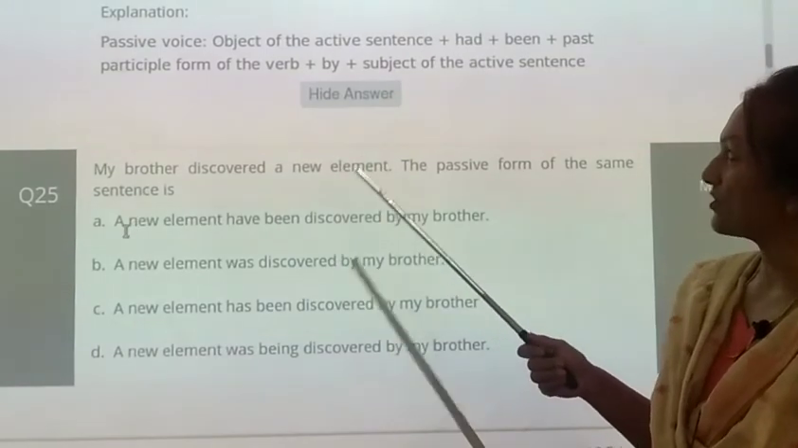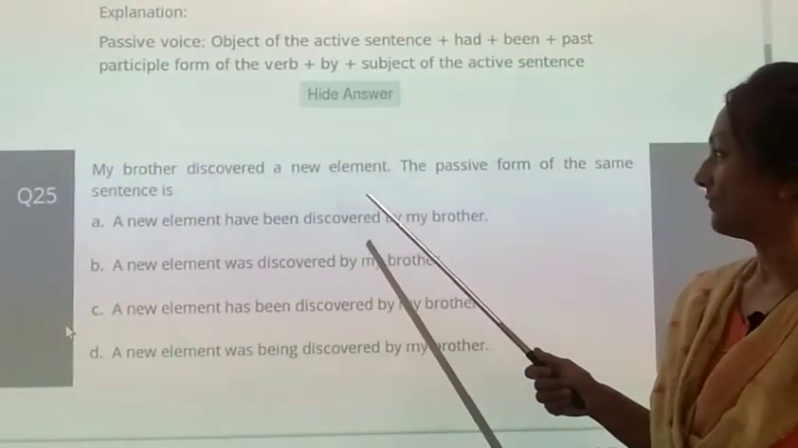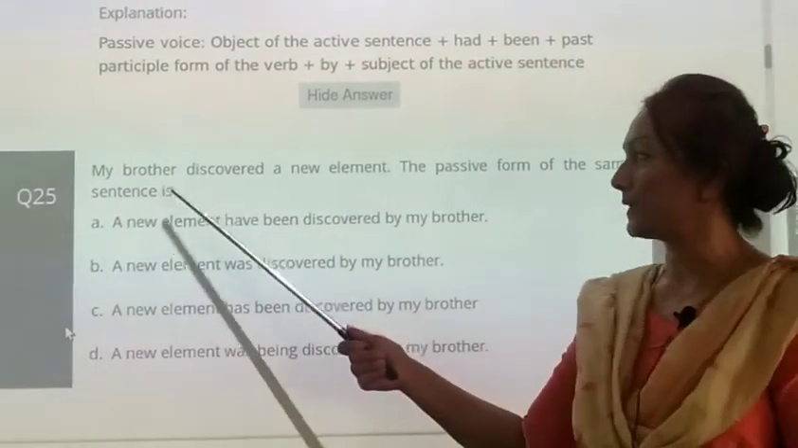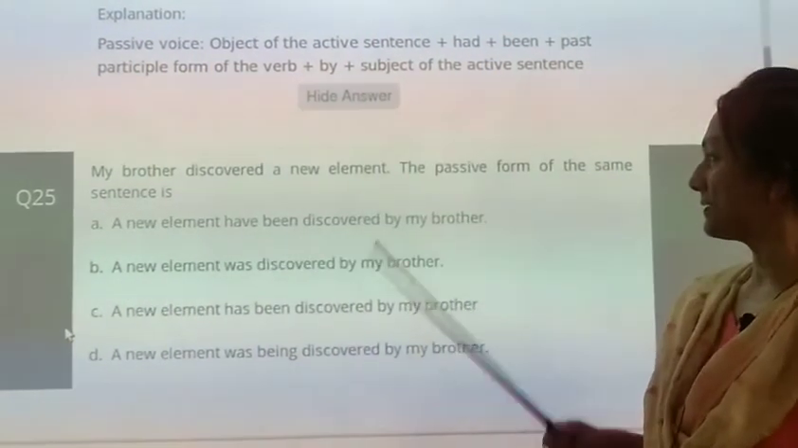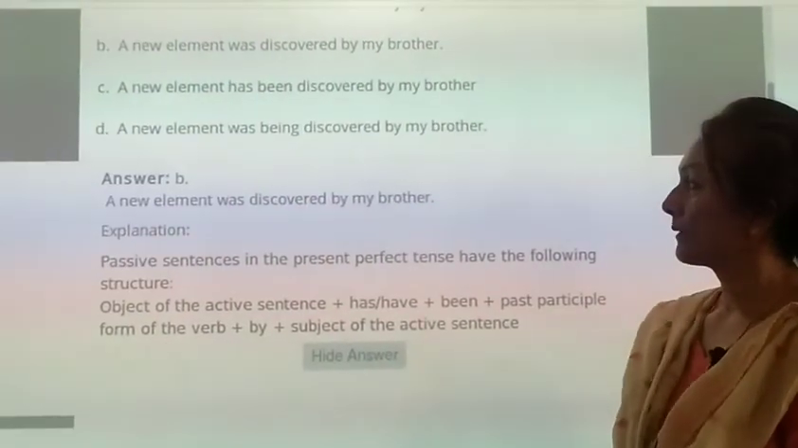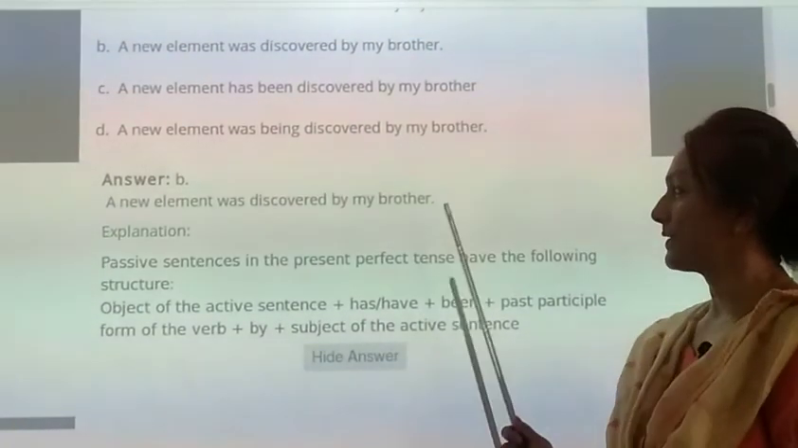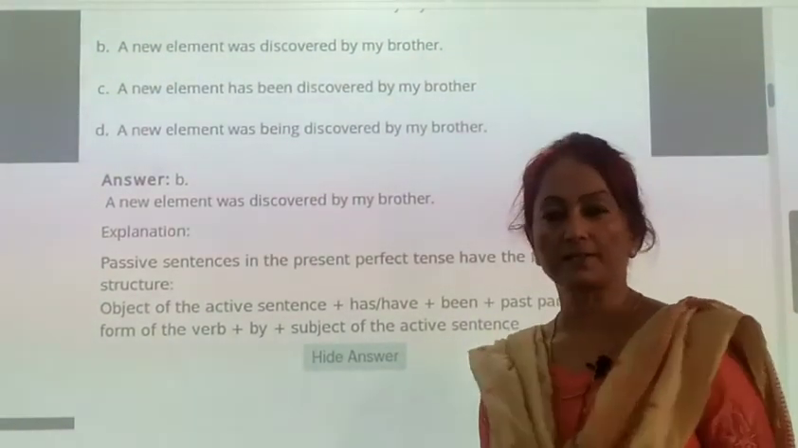Let's have a look at the question once again. My brother discovered a new element. So brother is the subject, element is the object. Let's have a look at the answer. See, the object becomes the subject here and the subject becomes the object. Next.